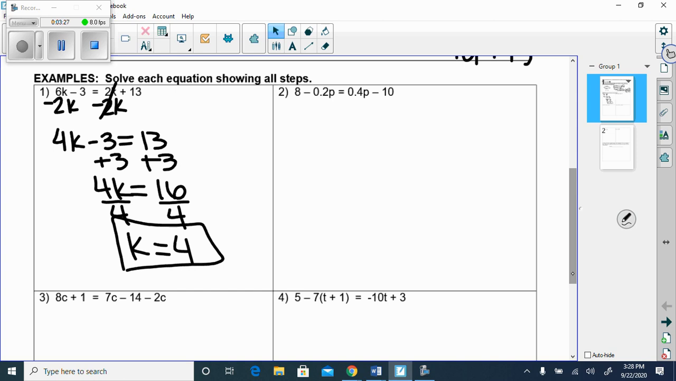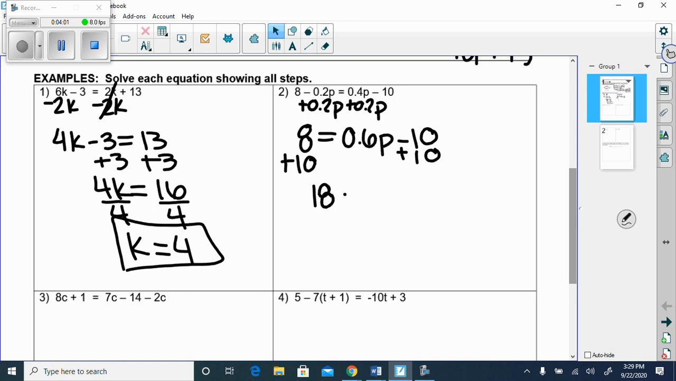Okay. On number 2, I've got to make sure all the ones that have the variable p with them are on the same side. So what do you guys want to do first? Okay, good idea. That way we can keep it positive. Okay, so I have 8 equals, what is 0.4 plus 0.2? Good. So I got 0.6p minus 10. Good. So I'm going to add 10 to both sides. So I've got 18 is equal to 0.6p. Good.